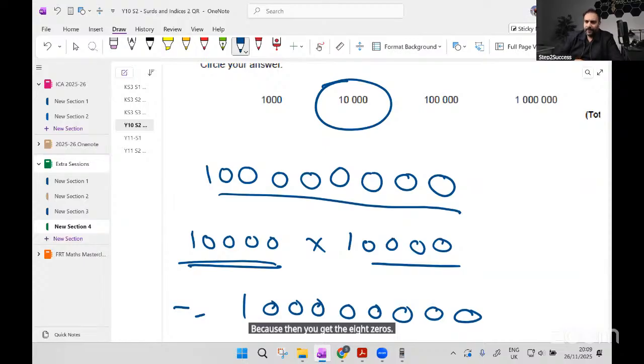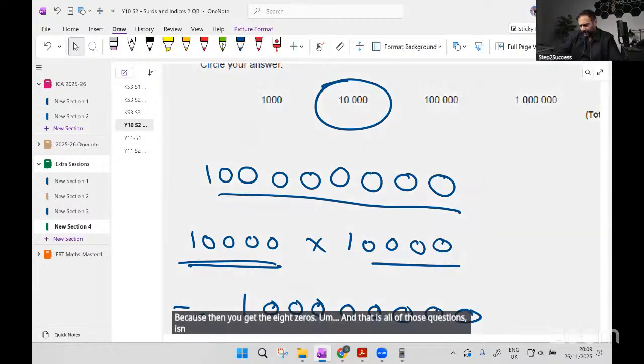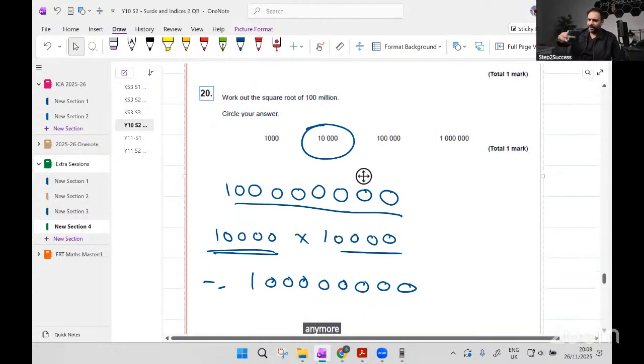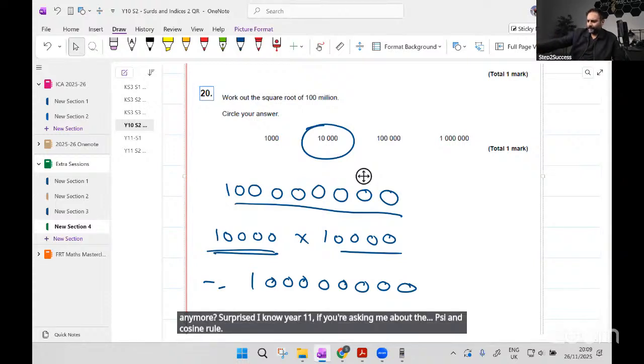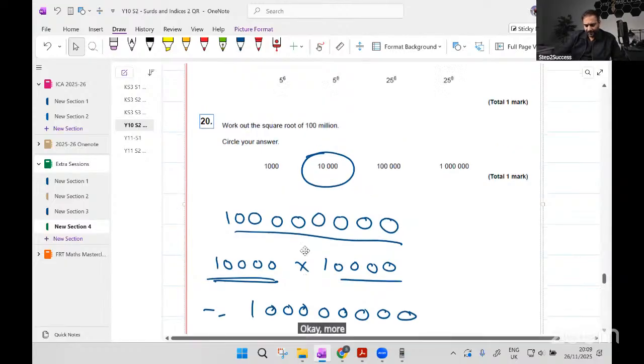And that is all of those questions, isn't it? Any more? Any more? Surprised I know year 11s here asking me about the sine and cosine rule. Okay, more. Question 8.